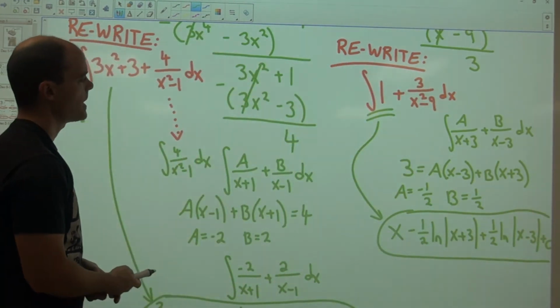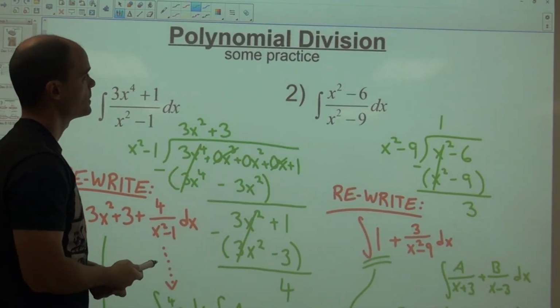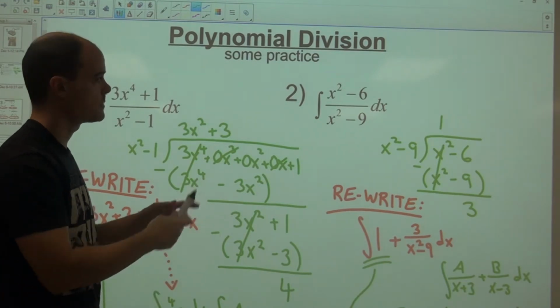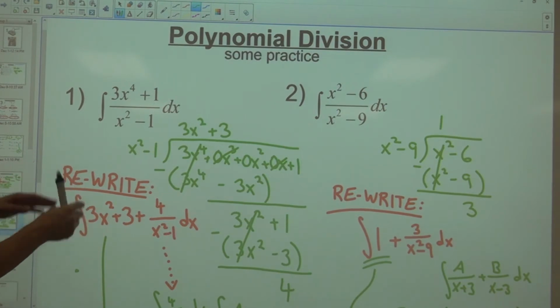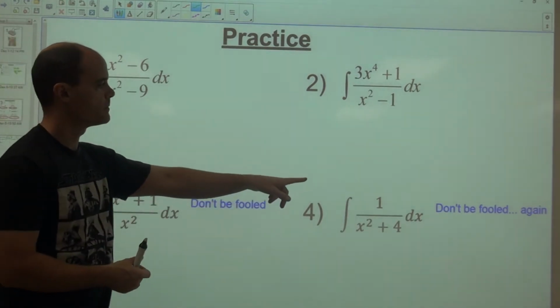So if you see a top-heavy fraction, there's a very good chance you're doing some polynomial division. There's a small chance you won't. I'll give you guys some cases where you wouldn't. But be very careful when you automatically assume a strategy. So here are quite a few. Here are the ones I don't want you guys to be fooled on.